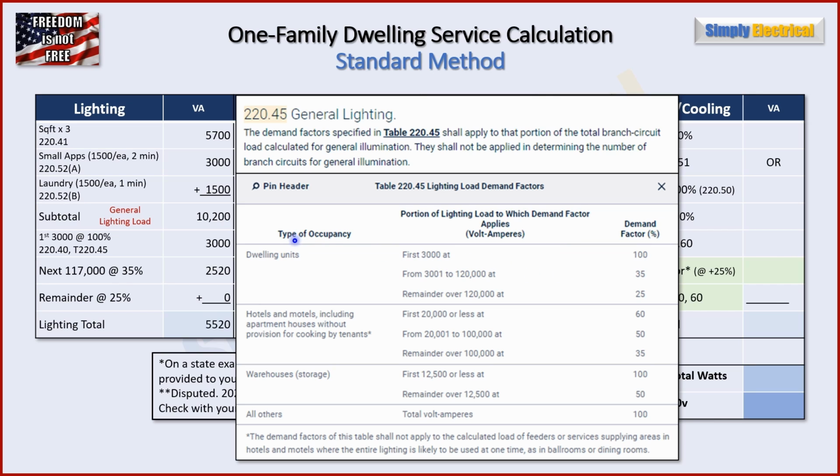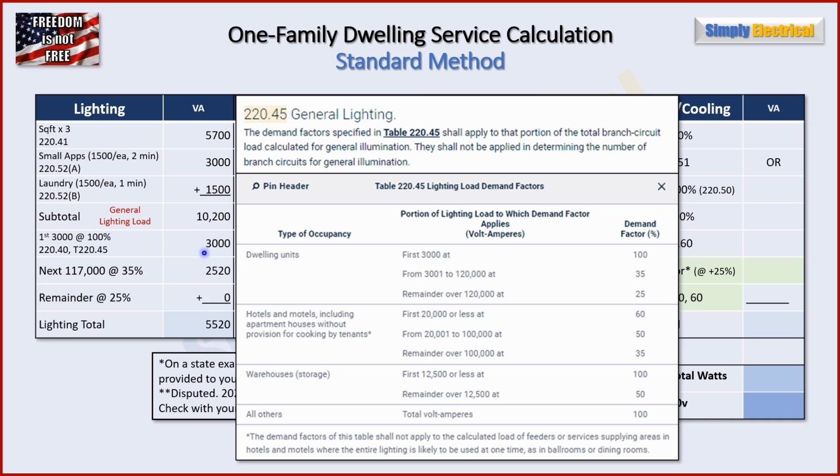First, we start over here, type of occupancy. We are covering a dwelling unit. So we take the first 3,000 VA, because this says portion of lighting load to which demand factor applies in VA. So the first 3,000 VA, we take it at 100% demand factor. So full value. And that's what we have right here on the first line. First 3,000 at 100%. 3,000 right there. So that 3,000 comes right off of the top of this. And that leaves us with 7,200, right?